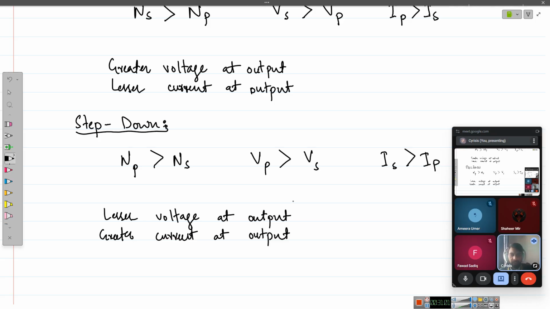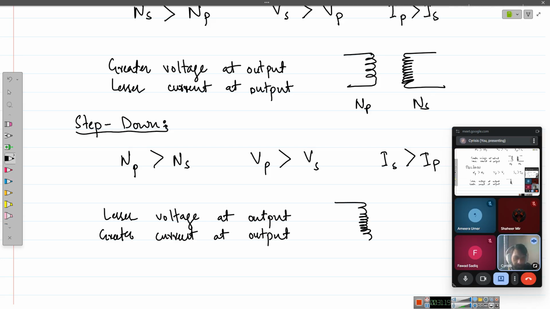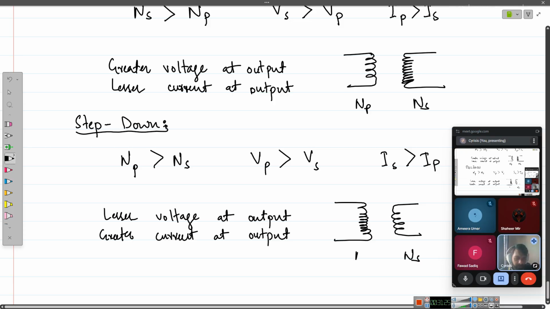Okay. So in other words, if I draw these two ones, right? More turns on the secondary would mean I will have a lot more turns in the secondary, right? This is NS, this is going to be NP. So for the step down one, I'll have more turns in the primary and I'll have fewer turns in the secondary. Clarified? This is what it means to have step up and step down transformers.